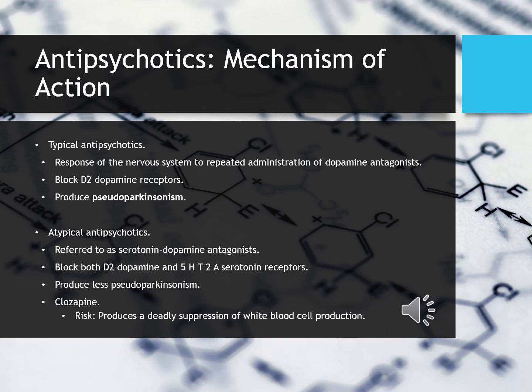So it's now well accepted that the initial effect of antipsychotic drugs is to block the D2 dopamine receptors. However, this effect occurs within the first dose, but the antipsychotic effect of these drugs is not seen for at least 10 to 14 days, which is known as the lag period. So the ultimate mechanism of antipsychotic action is some response of the nervous system to repeated administration of dopamine antagonists.